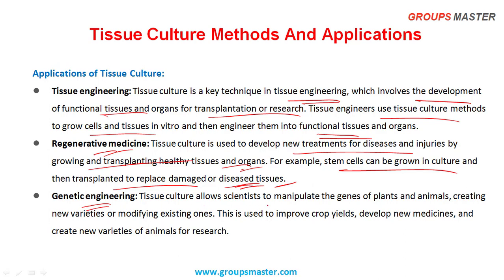Next application is genetic engineering. Tissue culture allows scientists to manipulate the genes of plants and animals, creating new varieties or modifying existing ones. This is used to improve crop yields, develop new medicines and create new varieties of animals for research.